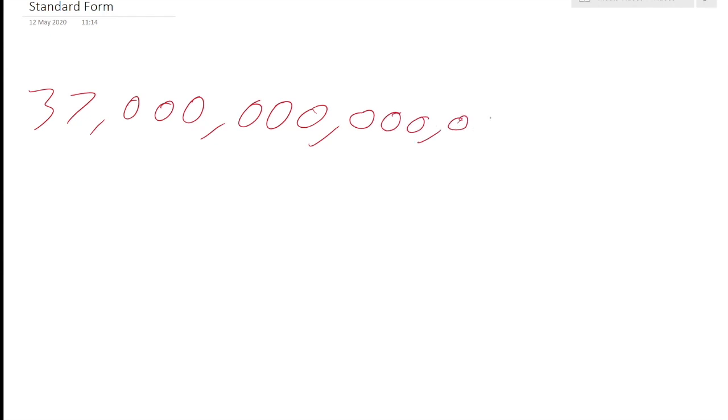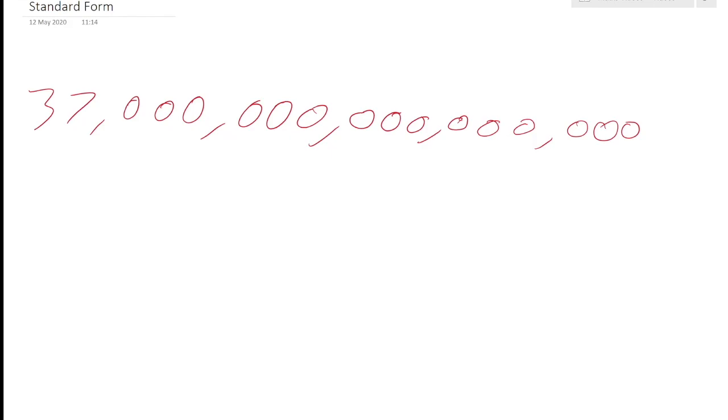So if I write out 37 quadrillion again, I don't know why I rubbed it off, but hey ho. So there, we've got 37 quadrillion. And what you may notice is that this is just a 37 with 15 zeros after it.